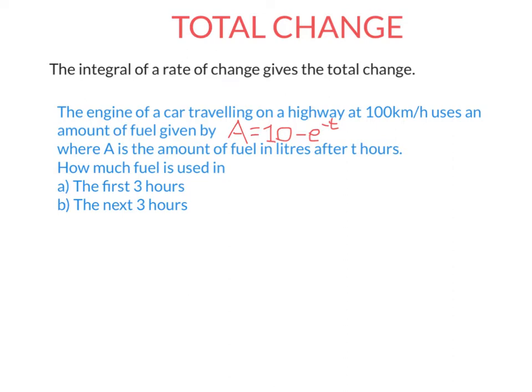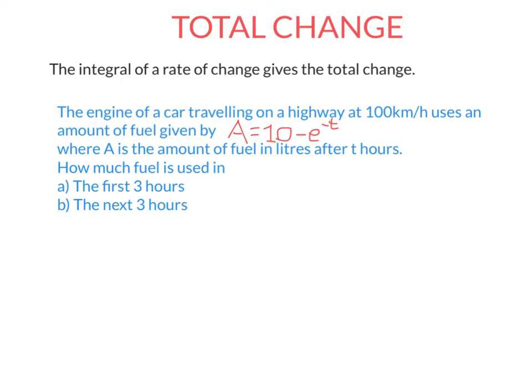So if I want to find how much fuel is being used in the first 3 hours, all I need to do is find the total change in the amount of fuel the car had. That makes sense. If you started with 80 litres and you ended up with 50 litres, then you've used 30 litres. The problem is we don't know how much fuel was in the car to begin with, but we don't need to. That's because when we're doing definite integrals, we don't need to worry about the constant of integration.